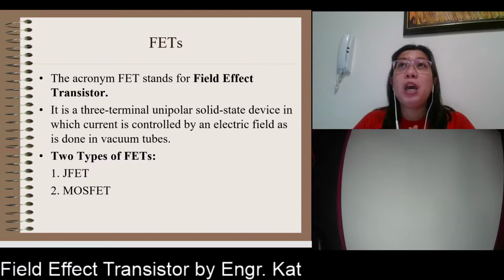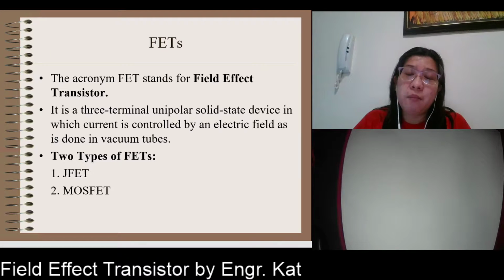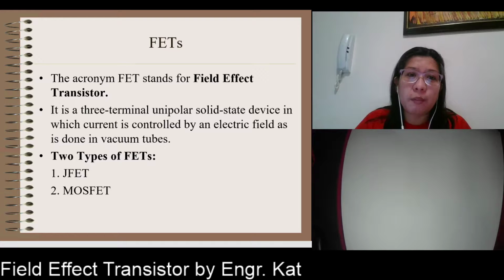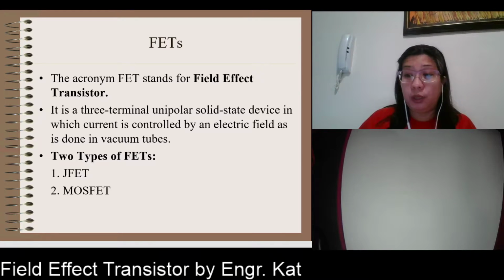Okay, so we have discussed in BJT that it has two types, the NPN and the PNP. In FET, the family is larger compared with the BJT, because BJT only has the NPN and the PNP, while for FETs we have two types: JFET and MOSFET. JFET stands for junction field effect transistor, while MOSFET stands for metal oxide semiconductor field effect transistor. But it doesn't stop there.